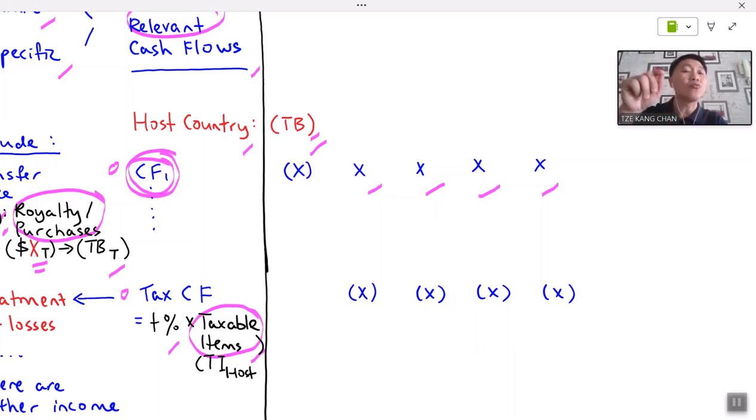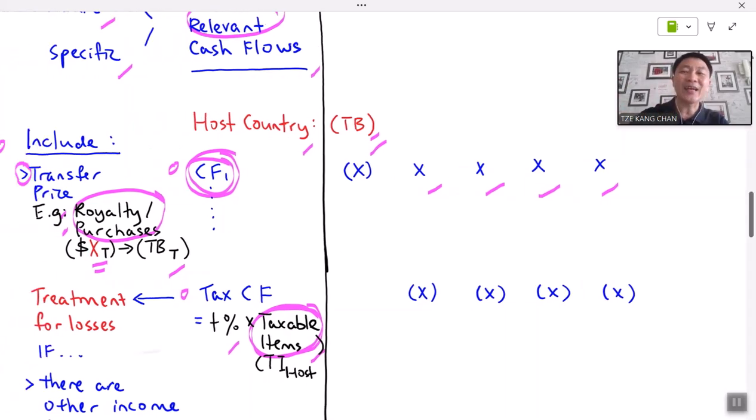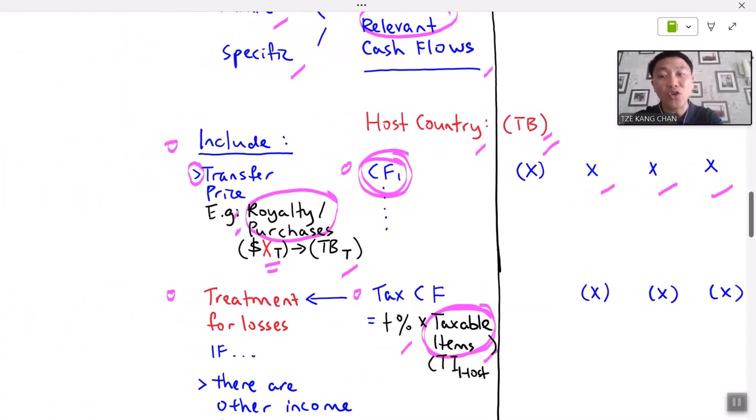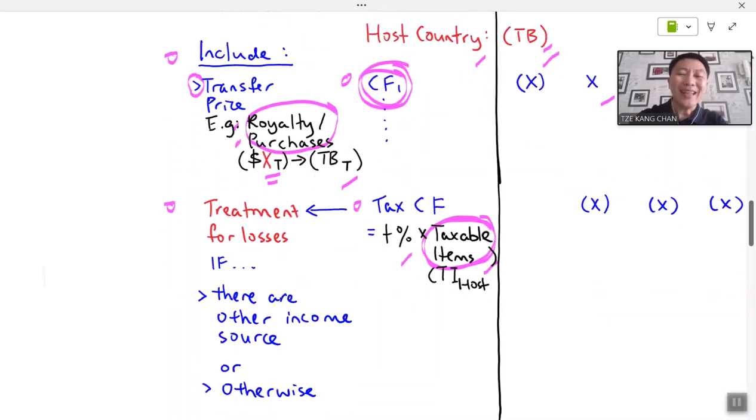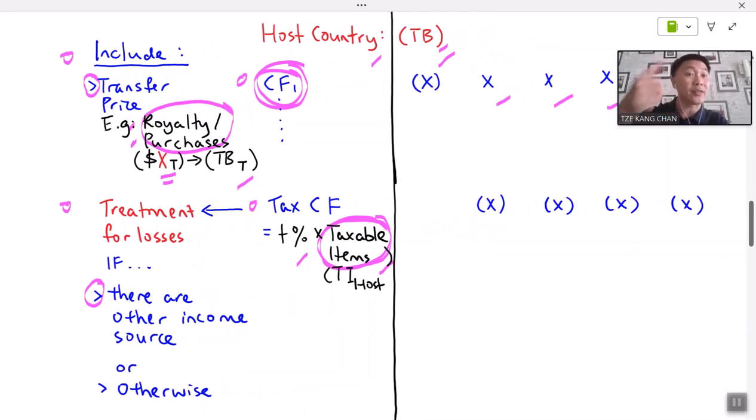So once we derive the tax cash flow in the host country operation, it is common that the taxable item in the early years of the project could turn out to be loss making. That was supposed to give rise to a tax credit or tax saving. But are we allowed to claim back this tax credit from the government? Guys, here comes another catch that you have to take note of regarding the treatment of losses. Let's check if the question mentions whether there are other sources of income allowing us to take advantage of the tax saving.